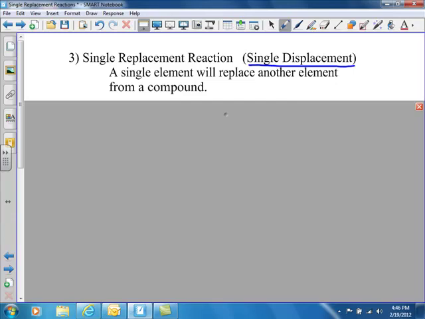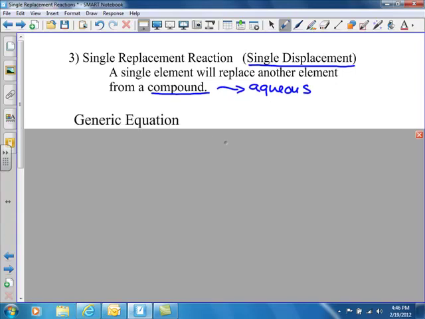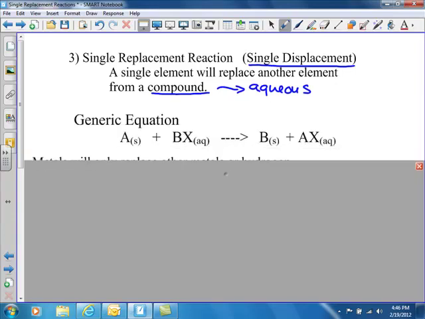Now, this compound that we're talking about here is an aqueous compound, which simply means that compound is dissolved in water. So if I have a generic equation for this, and we're going to use some generic equations for this reaction and the next one, you have a single element A, and that A is placed into a solution of compound BX. So BX is something that's dissolved in water.